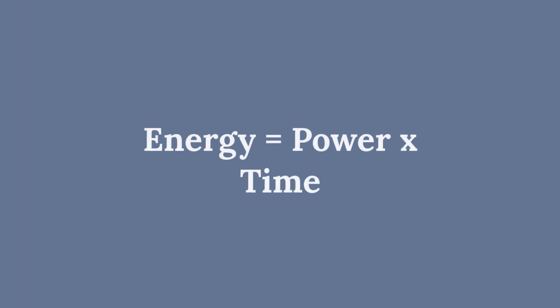Energy is calculated as power times time. It's measured in joules. For example, 5,000 watts for 2 minutes. The energy is 600,000 joules. This calculation is vital for determining energy consumption.